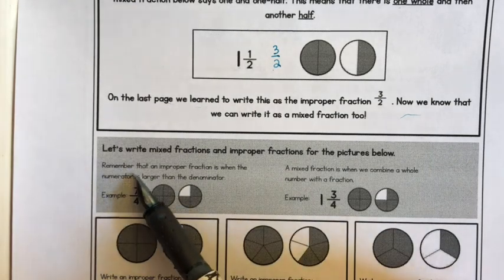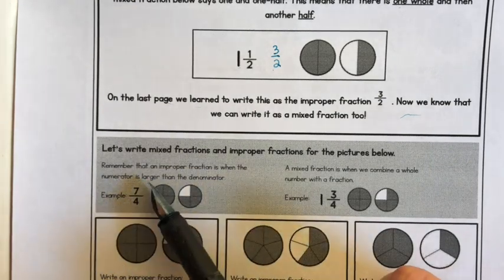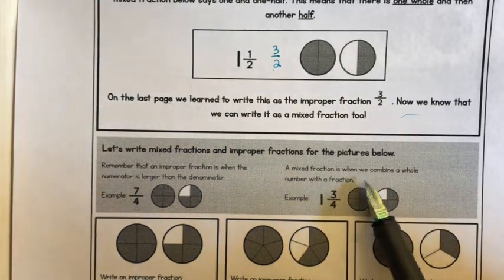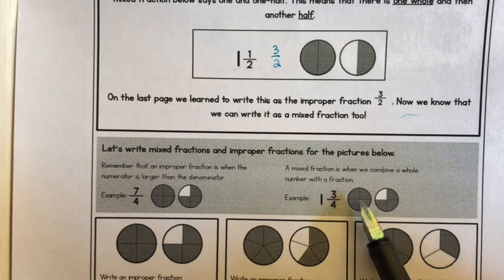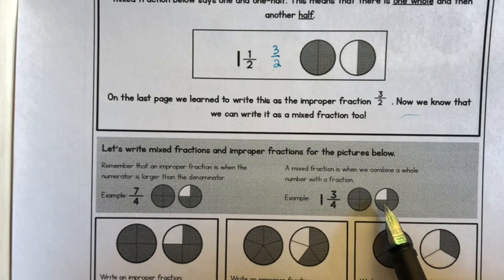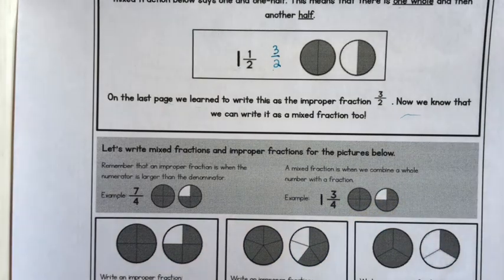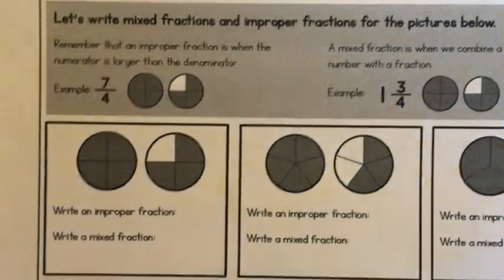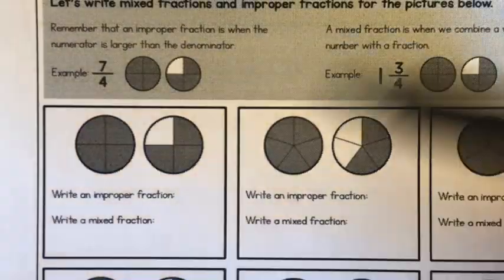Remember that this is an improper fraction when the numerator is larger than the denominator, 7/4. In a mixed fraction, we combine a whole number with a fraction. So we know that 4/4 is a whole, and then we just go 5, 6, 7. Now we know 1 and 3/4. Okay? Confused? I hope not, but if you are, let's go through this step by step.